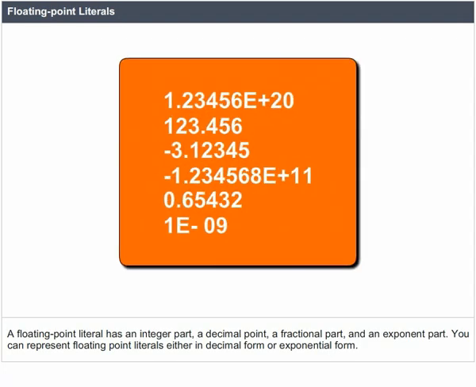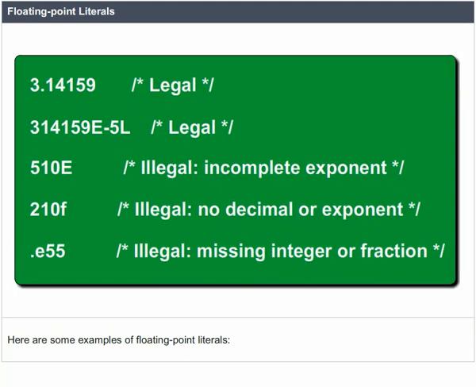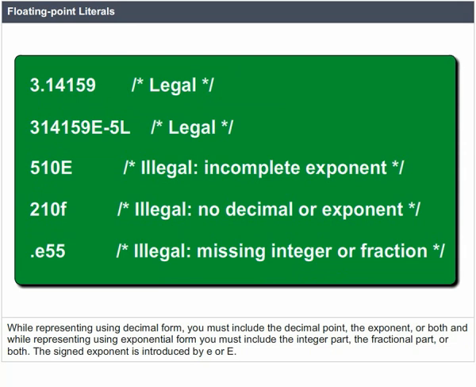Floating point literals. A floating point literal has an integer part, a decimal point, a fractional part, and an exponent part. You can represent floating point literals either in decimal form or exponential form. Here are some examples of floating point literals. While representing using decimal form, you must include the decimal point, the exponent, or both, and while representing using exponential form, you must include the integer part, the fractional part, or both. The signed exponent is introduced by e or E, small or big.